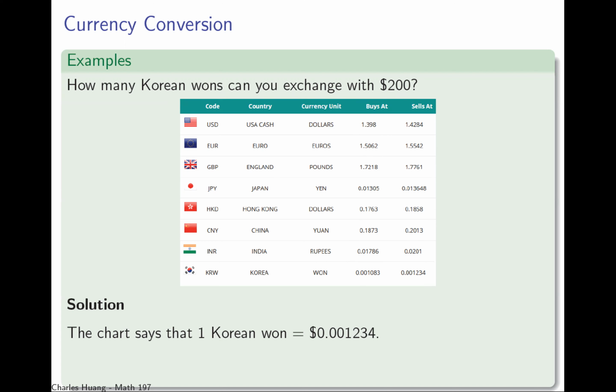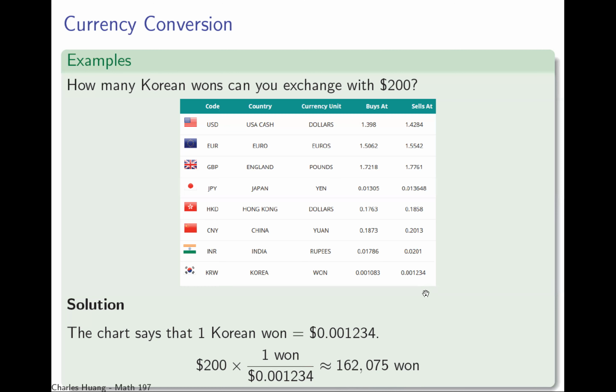And when we do our calculation, because I start with $200, I want to put the 0.001234 in the denominator like that. And that will give us 162,075.